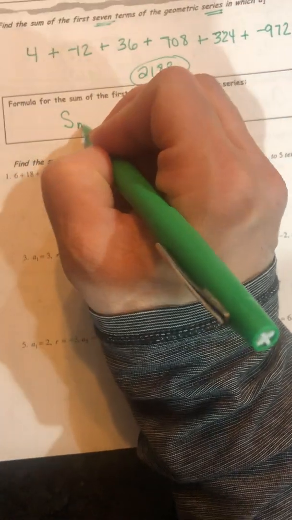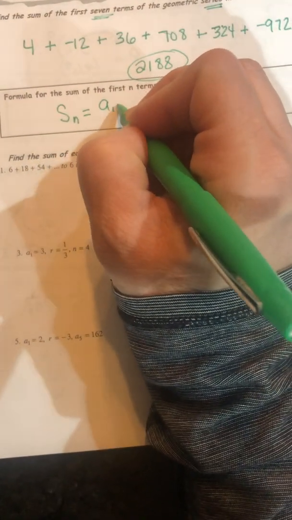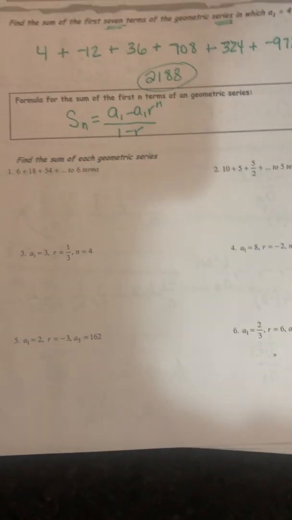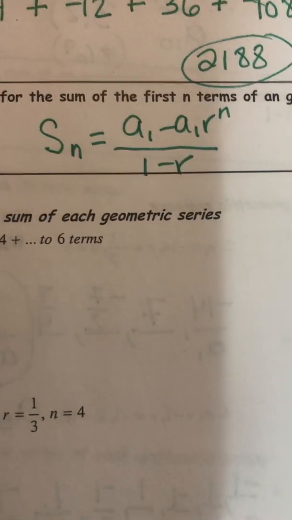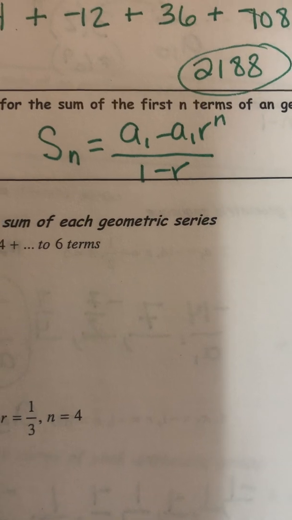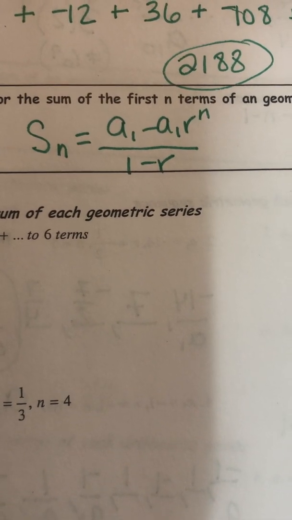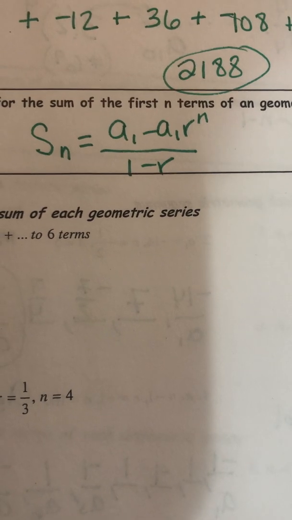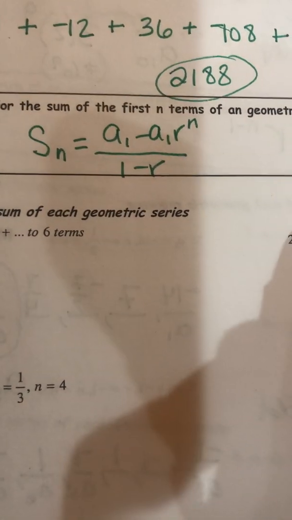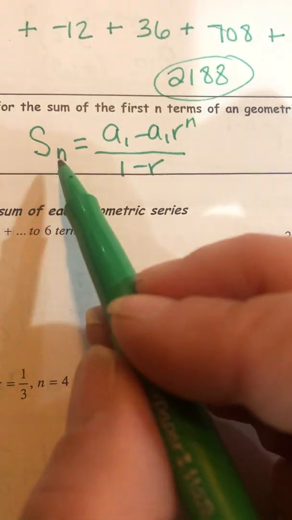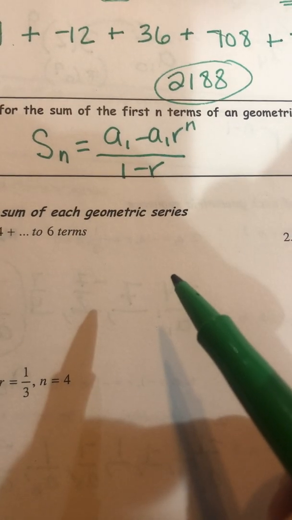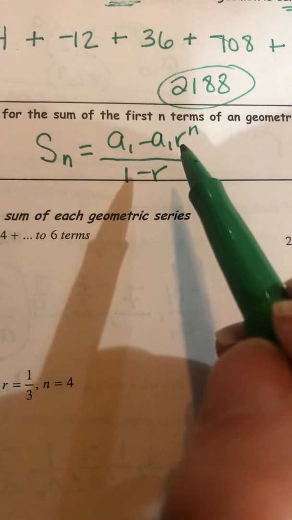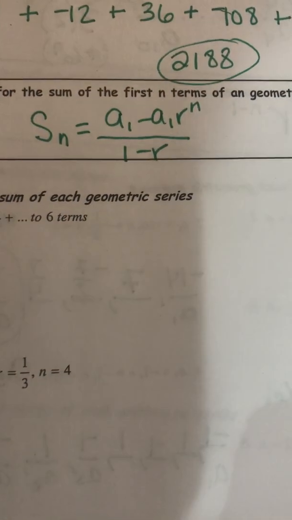At this time, you're like, just tell me the formula, right? I get it, all these formulas. This is a little bit of a crazy formula. S sub n is equal to a sub 1 minus a sub 1 r to the n over 1 minus r. And again, S sub n is the sum of the first n terms. A sub 1 is the first term, r is the common ratio, n is the number of terms.